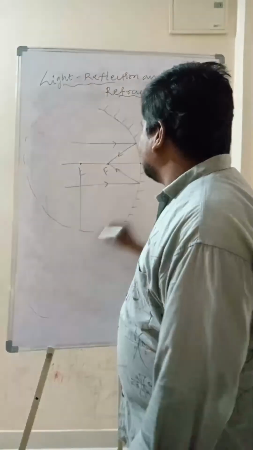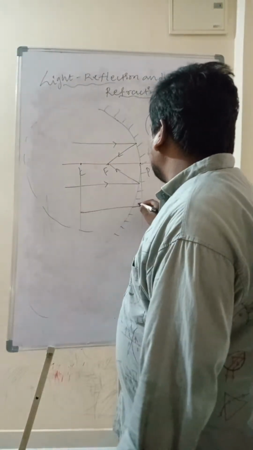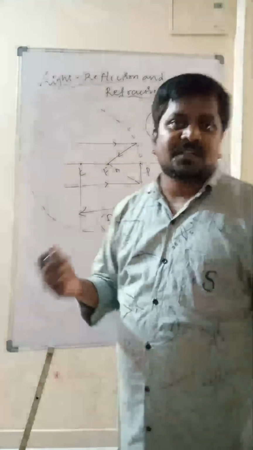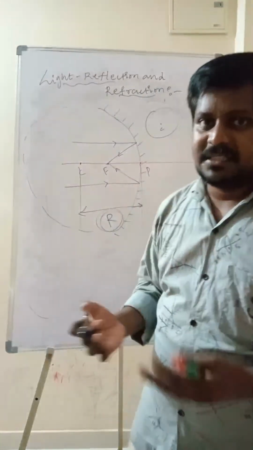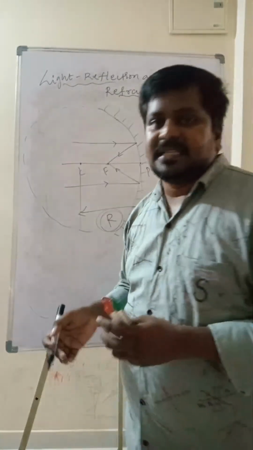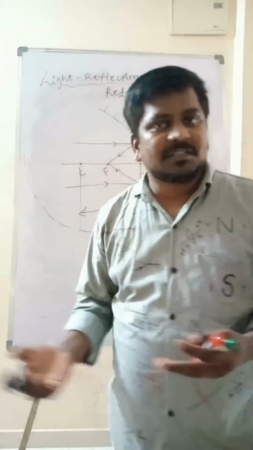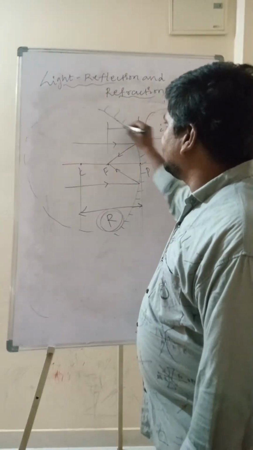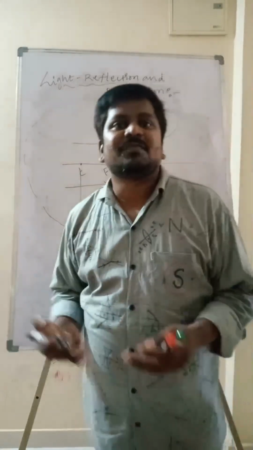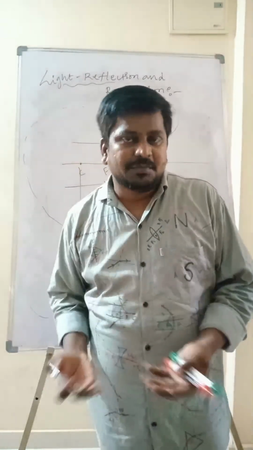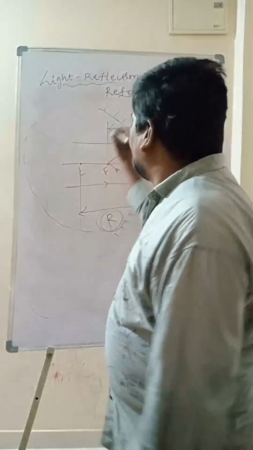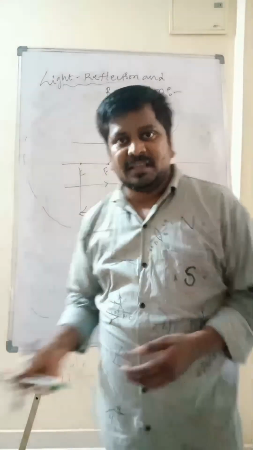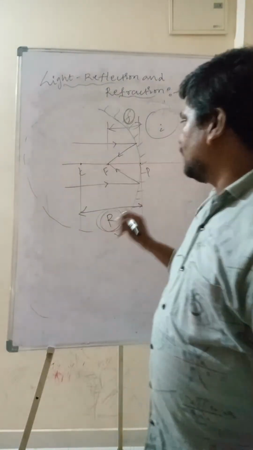The distance between the center of curvature and the pole is called the radius of curvature. And the distance between the focus and the pole is called the focal length. So this is the focal length.